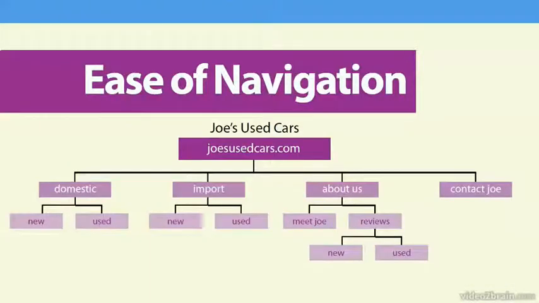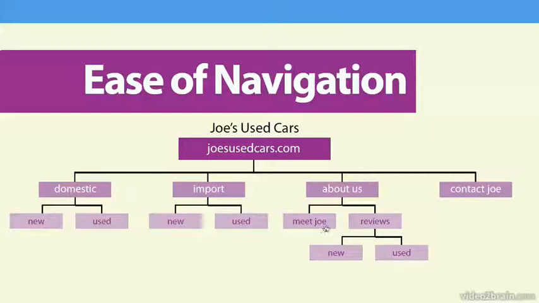Here's a simple site, joesusedcars.com, just a simple one that I made up, but I wanted to just demonstrate to you that this is the home page. And these are the 4 pages that come directly off the home page: domestic, import, about us, and contact Joe. We also have from some of those pages, there are pages offshooting from there. So from the domestic page, we have a new and a used page. From the import, we have a new and a used.